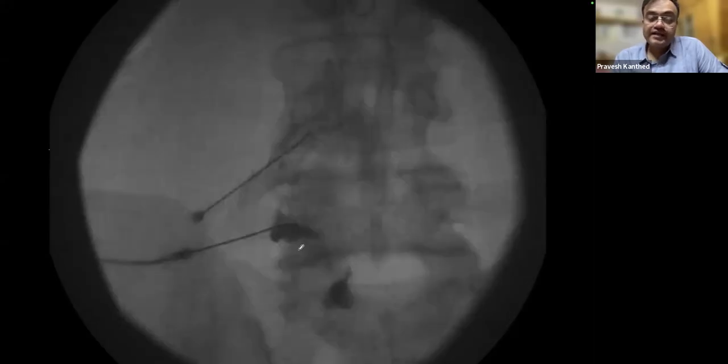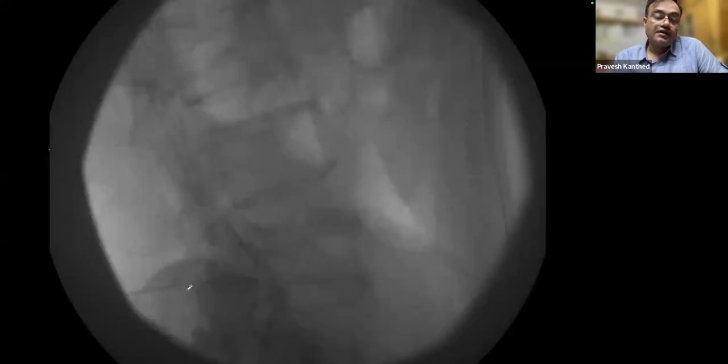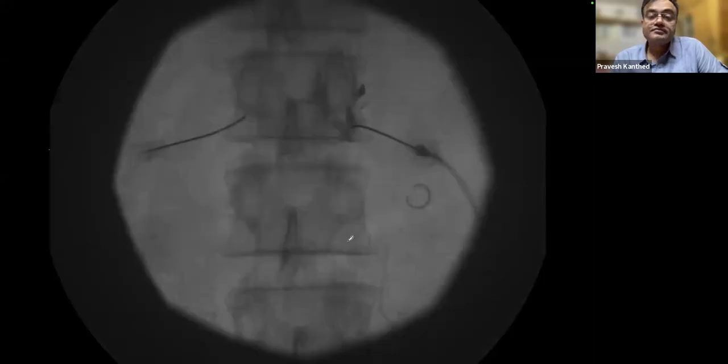Now what I did again, I advanced my needle a little bit more, and now you can see the dye spread going retrograde into the anterior epidural space along this L5 nerve root. Okay, so this is the dye spread that you can see over here. Now, this is again, I was doing it at L2-3. Now you see a nice foraminal spread.